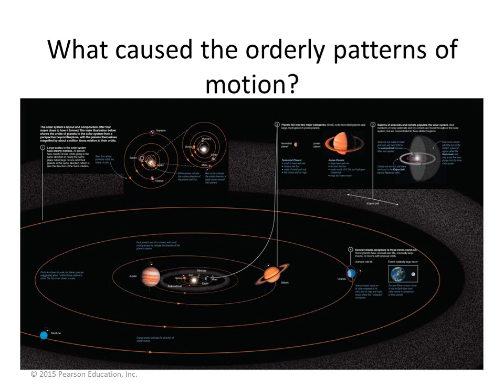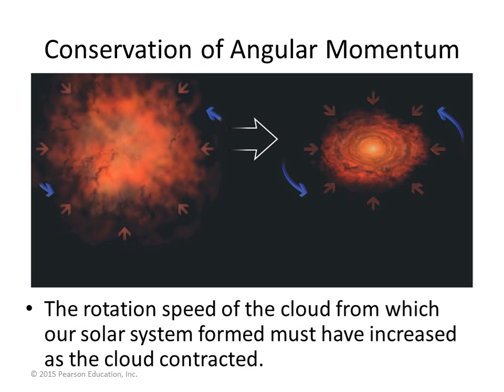So what caused the orderly patterns of motion? Well, as I've already talked about, we have something called the conservation of angular momentum. We learned about that in an earlier chapter. That states that as something comes together closer to the center as it's spinning, it will spin faster due to the fact that it has to maintain that angular momentum. So in the case of this cloud, the rotation speed of the cloud from which our solar system formed must have increased as the cloud contracted.